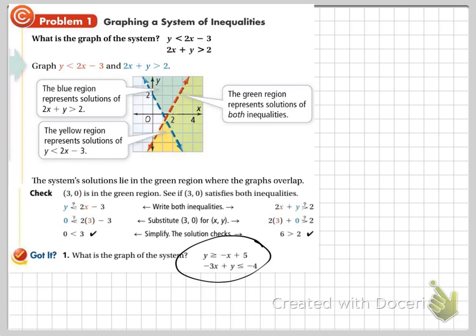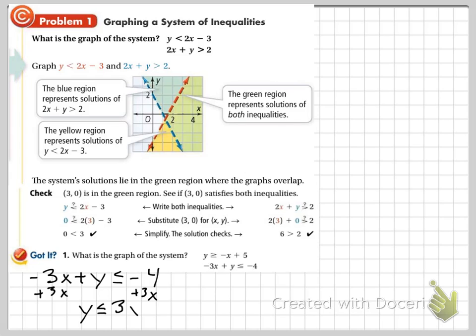Here's our system. Our first equation, we'll be able to graph that, but we need to rearrange our second equation. So I've got negative 3x plus y is less than or equal to negative 4. I need to get it so that I can graph it. I'm going to put it into slope-intercept form so that I get y equals mx plus b. So I'm going to add 3x to both sides. I get that y is less than or equal to 3x minus 4. So there's my second equation that I'll graph. I'm going to draw my graph over here.